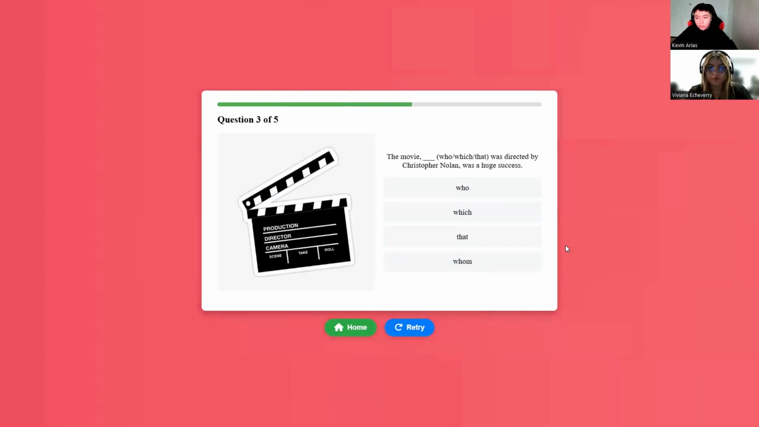Okay, in the third question: the movie who, which, or that was directed by Christopher Nolan was a huge success. Which is used in non-restrictive clauses to add extra information. The clause which was directed by Christopher Nolan is additional information about the movie and is set off by commas. In this question, the correct answer is which.